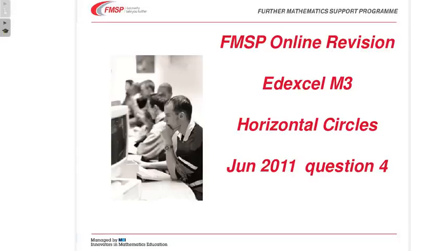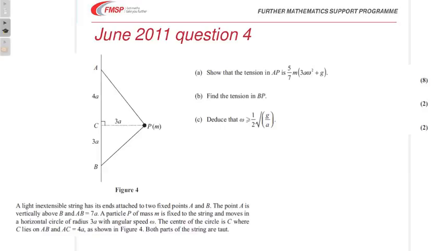Okay, June 2011, question 4 of the Edexcel M3 paper is a question on horizontal circular motion, and it's one of these questions with a mass attached to two strings. Take your time to read the question and carry on playing with the video when you're ready.